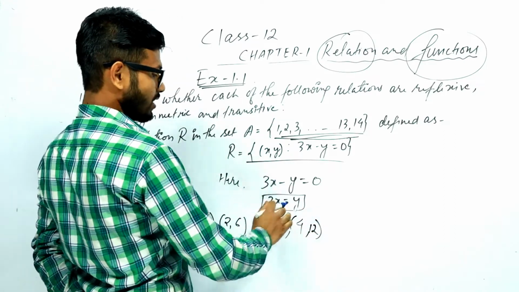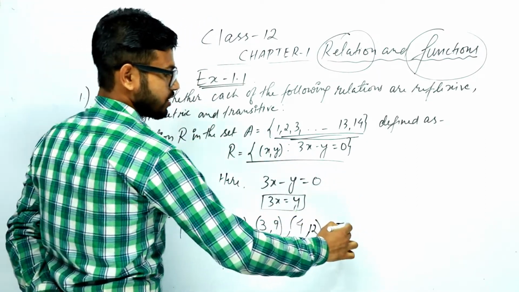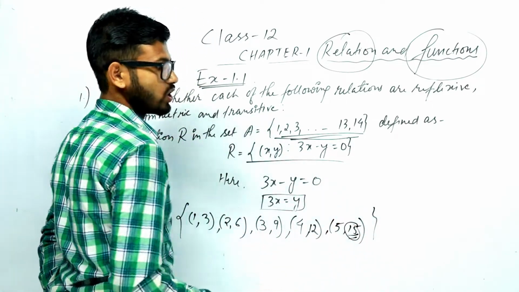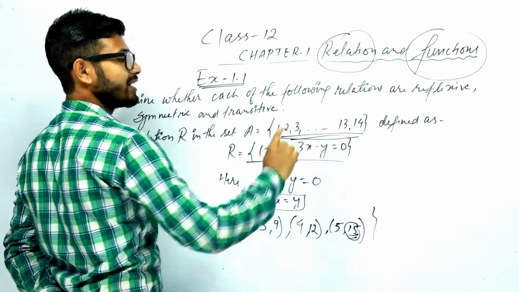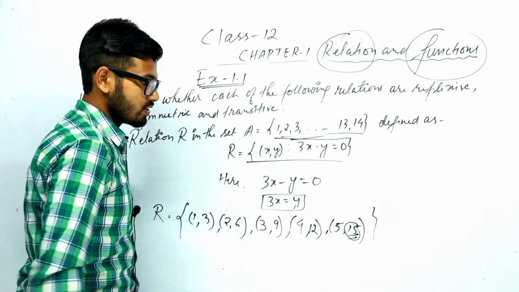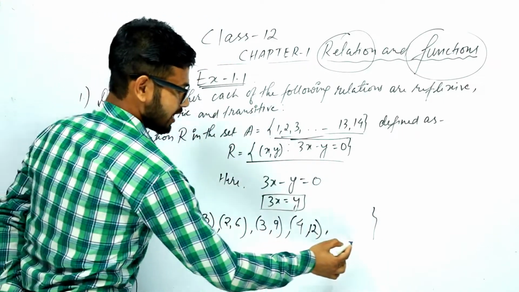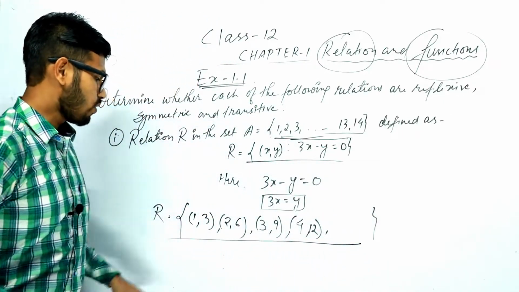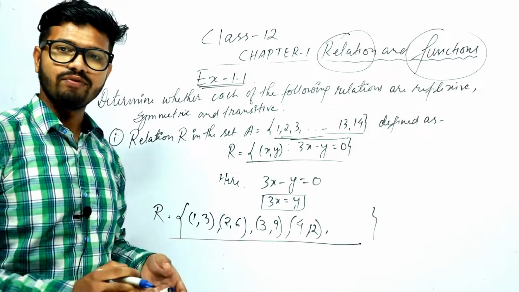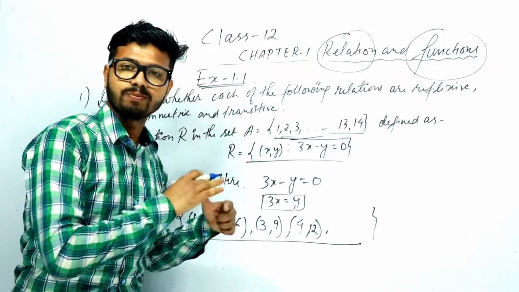Now if the value of x is 5, what will be the possible value of y? 5 times 3 is 15. But you can see that the number 15 is not in the set. It is exceeding the limit of the set. So this element is not present in this relation. Therefore the elements of this relation are (1, 3), (2, 6), (3, 9) and (4, 12). So this is the perfect relation based on the definition provided in the question.